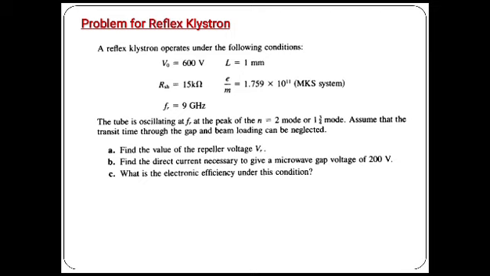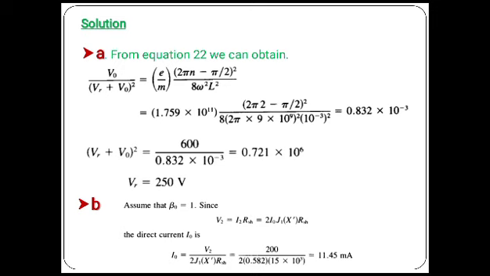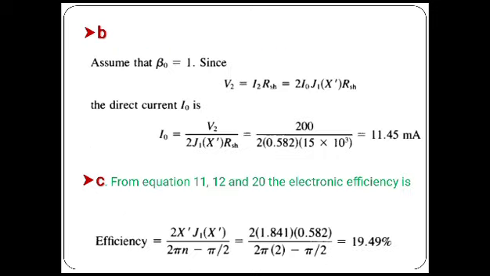Consider one problem here. You are considering the repeller voltage and the gap voltage and deriving the condition. Substitute here, and you will get VR equal to 250 volt and I naught equal to 11.45 ampere.